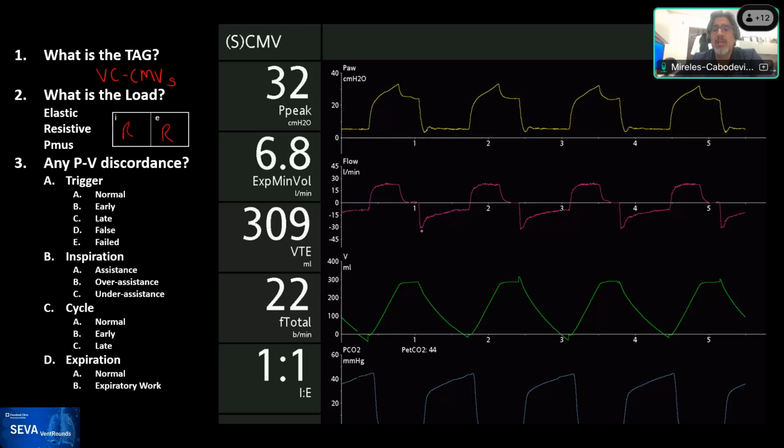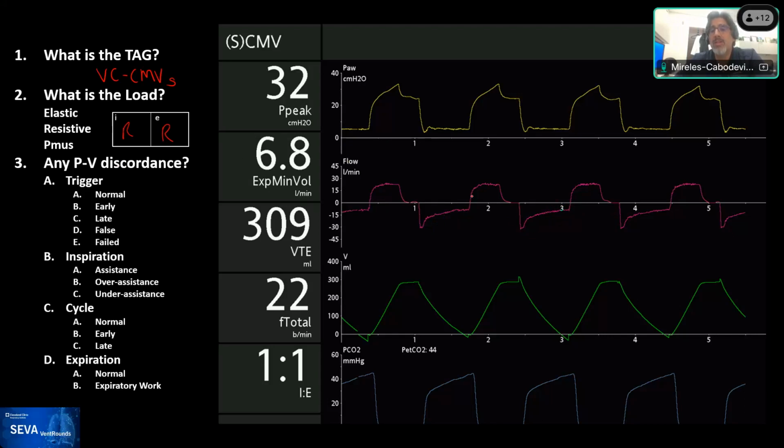But you can see that the flow doesn't get to baseline, and perhaps it's because of the speed of the rate that this patient has. But you can see that this is a second, and the flow was not even close to getting to baseline. You can see that it keeps going and going and going for a while. So definitely this is resistive load during exhalation.